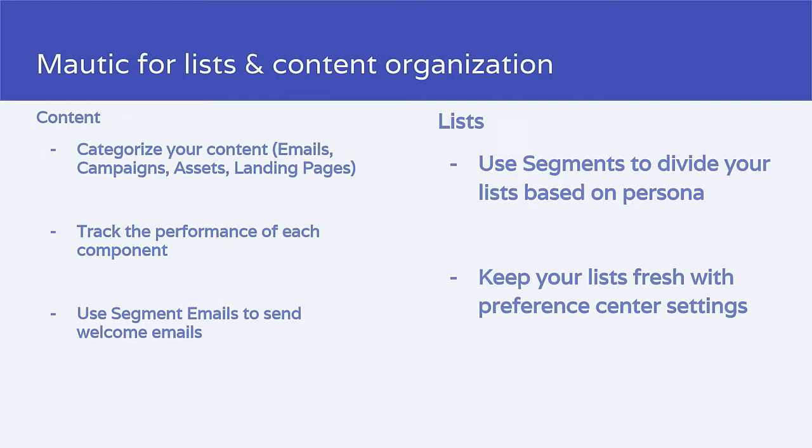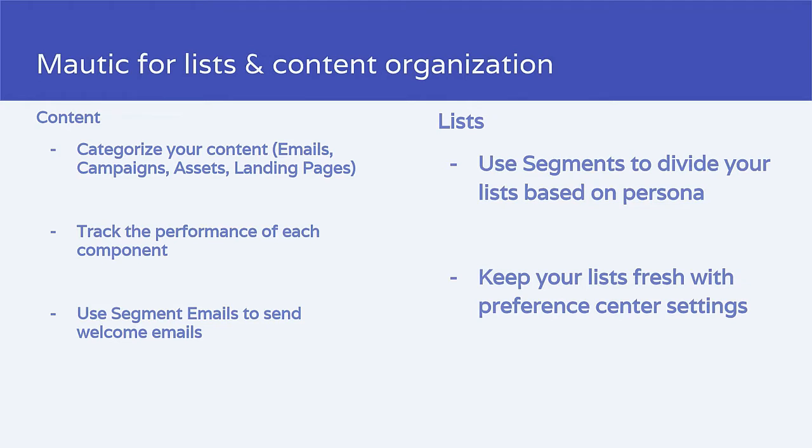So I divided how we can use Mautic, and we will show it in action, to help you categorize your content and lists. As for the content, it's a very good practice, often misused or not used at all, where you need to categorize your content as emails, assets, and landing pages. I know a lot of your clients would resist categorizing that, so you will have 100 pages saying uncategorized, but they actually should be categorized for easy access and for management. And also it helps you track the performance of each component. Within Mautic, you can find how many clicks and how many opens you have for each single component.